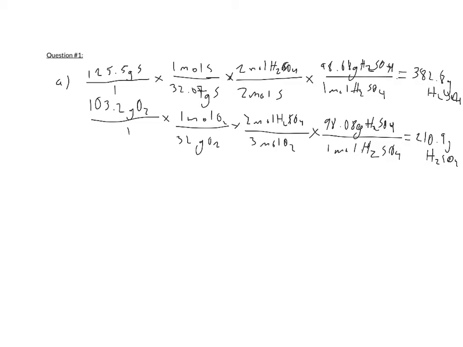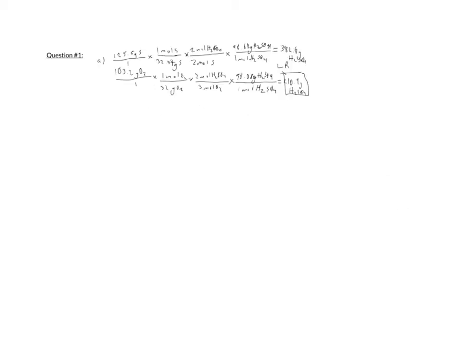This shows us that our limiting reactant is S, and that means that however much the limiting reactant produces is the amount that is produced, so that means that 210.9 grams of H2SO4 are produced.